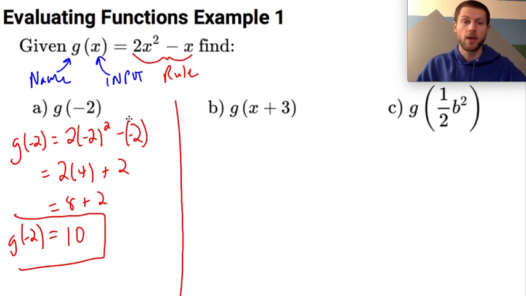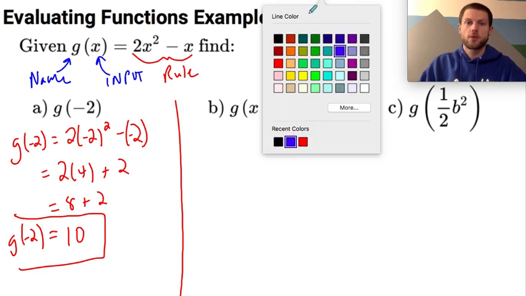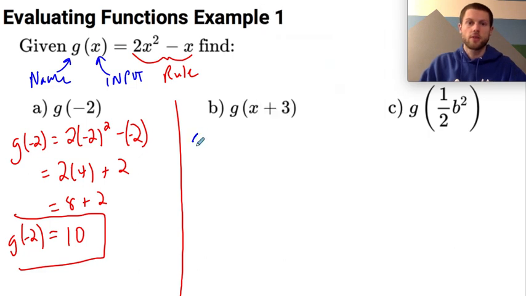All right, next example, g of x plus 3. Notice this time I'm not plugging in an actual value, but I'm plugging in an expression. That's an okay thing to do. G of x plus 3 means that I'm just going to take x plus 3 and put it in for my input in my rule. So this is going to be 2 times (x plus 3) squared minus (x plus 3).